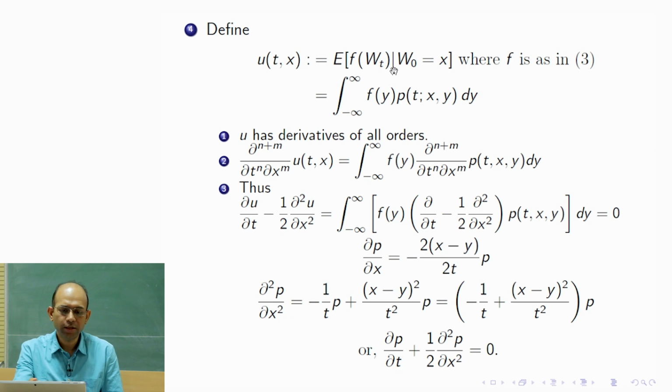So this function trivially satisfies the initial condition. So we know from this slide that u defined this way is indeed the solution of the heat equation. But of course, we need to give a detailed proof of the fact that u has derivatives of all orders and this expression, because this is also used here, correct. We need to prove 1 and 2.